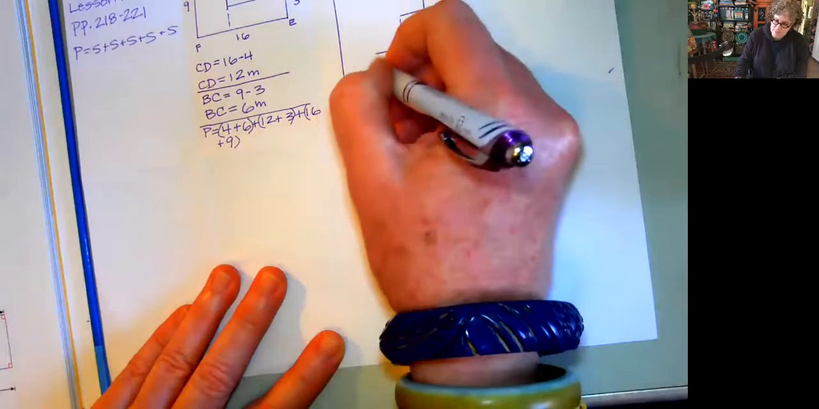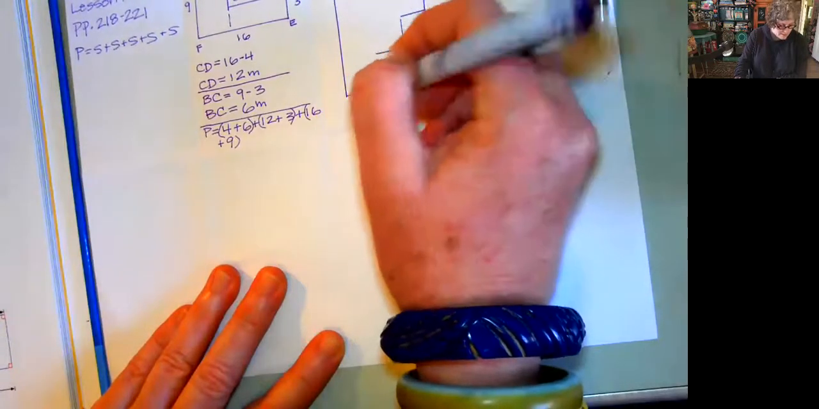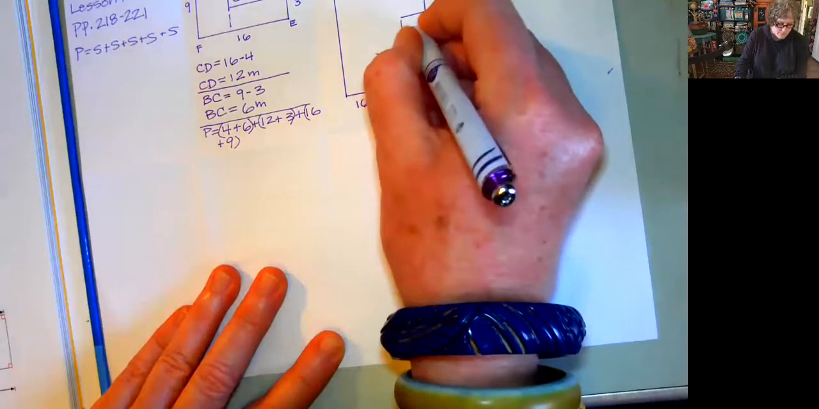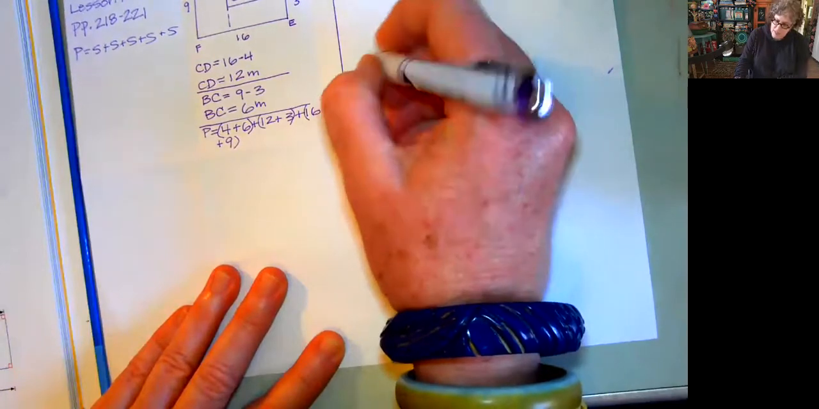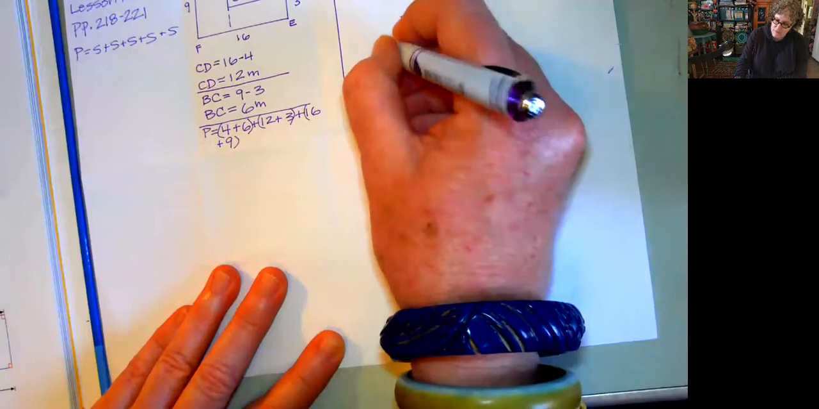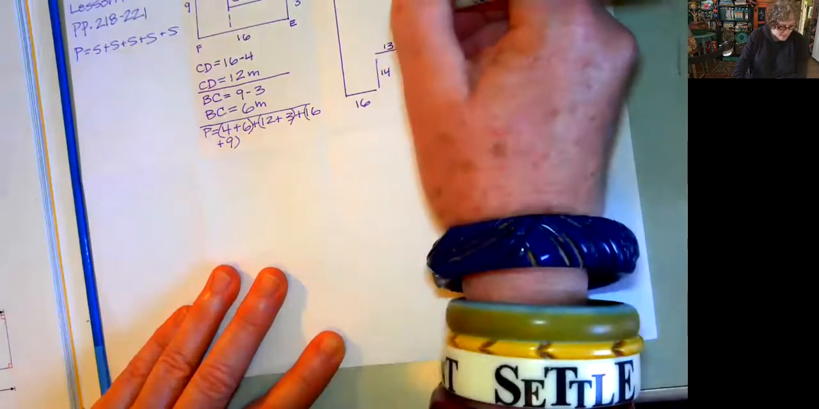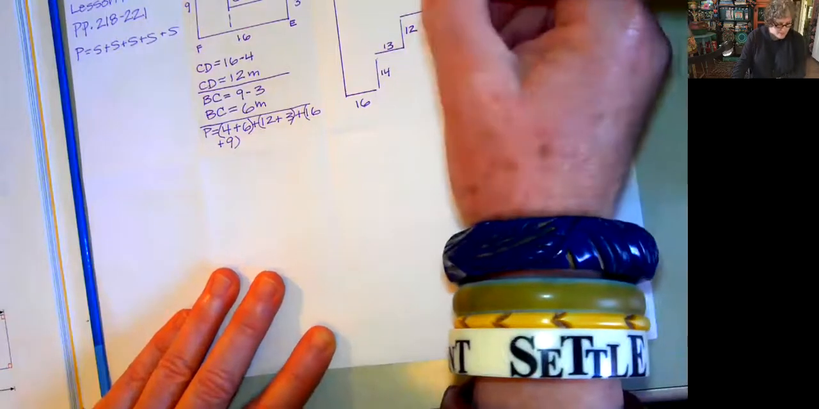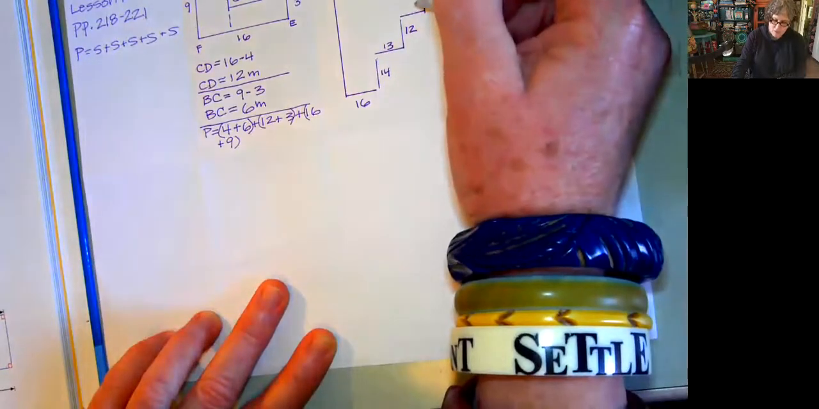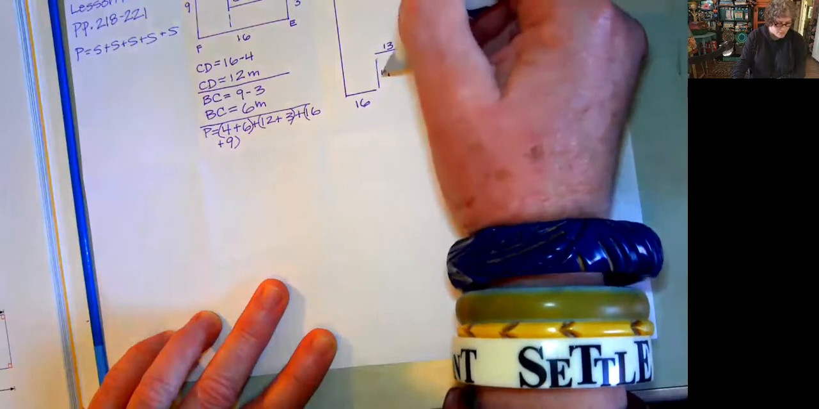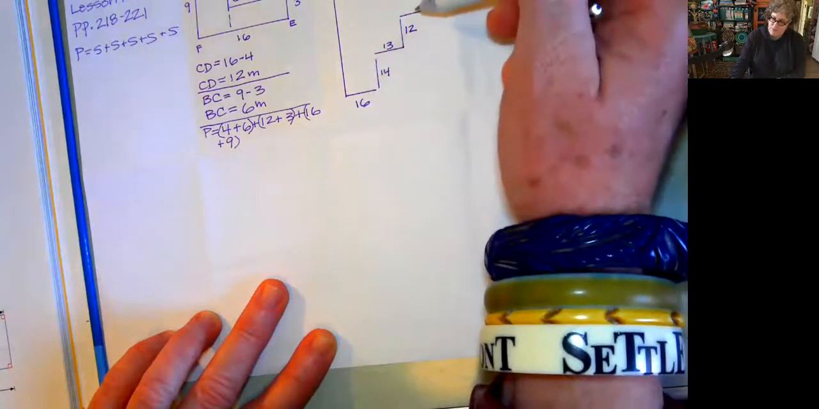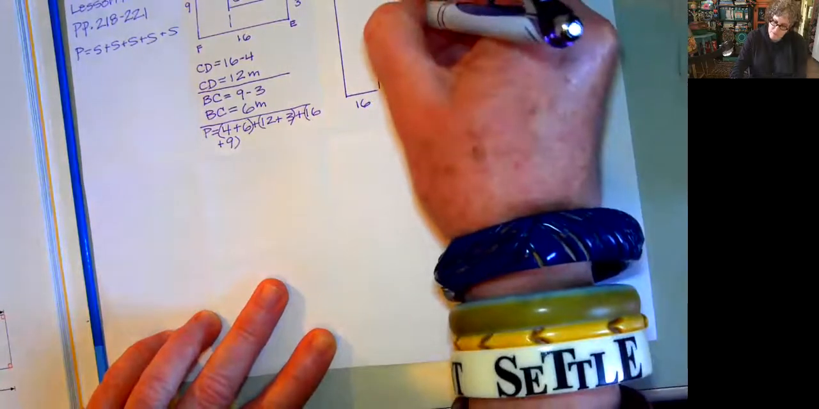This is 14. This is 12 right here. This is 13. And this length right here is 12. So we know, I'm just going to double check those. So I have 12, 12, and 14. And then I have 16, 13, and 13 right here.